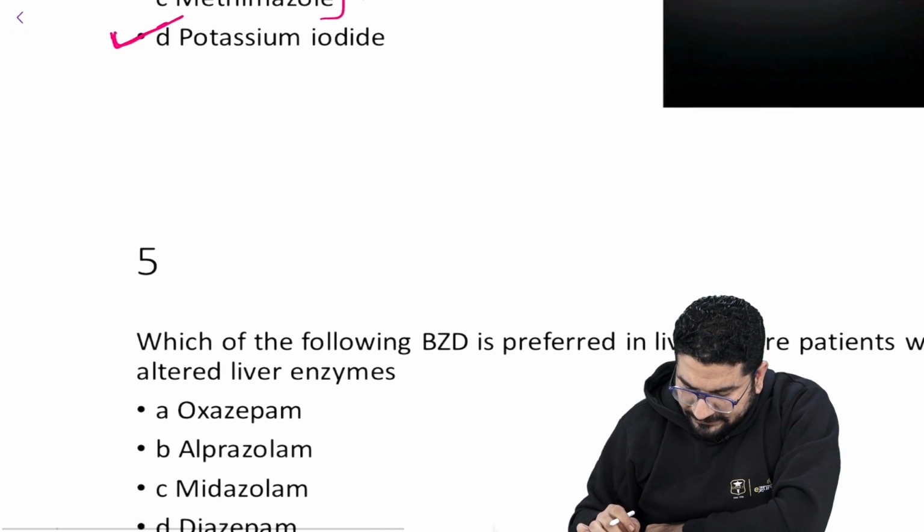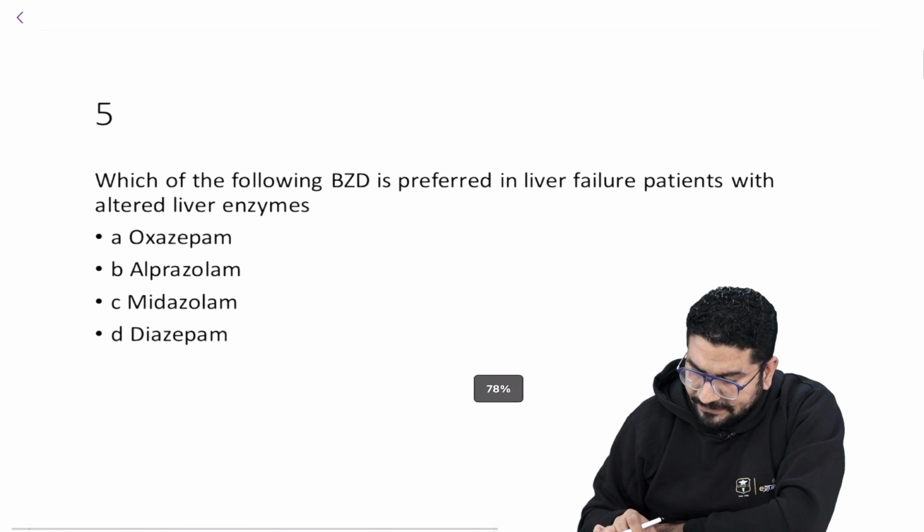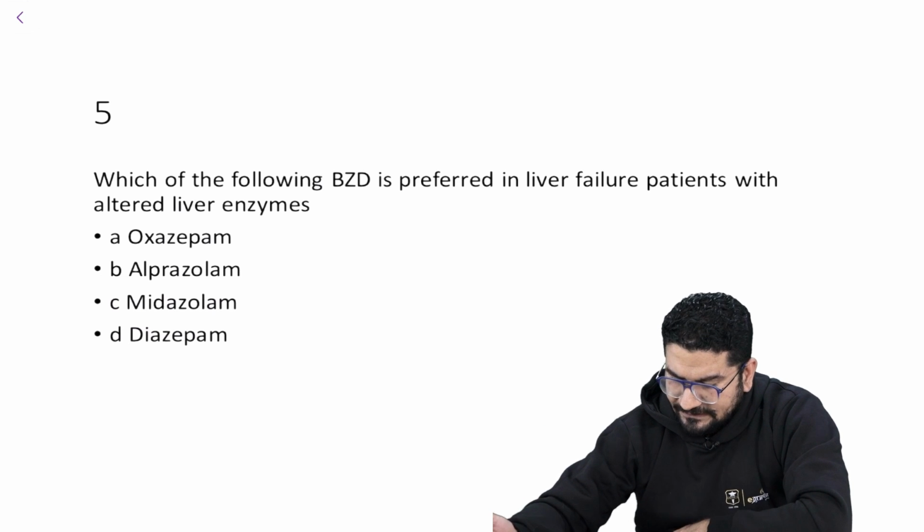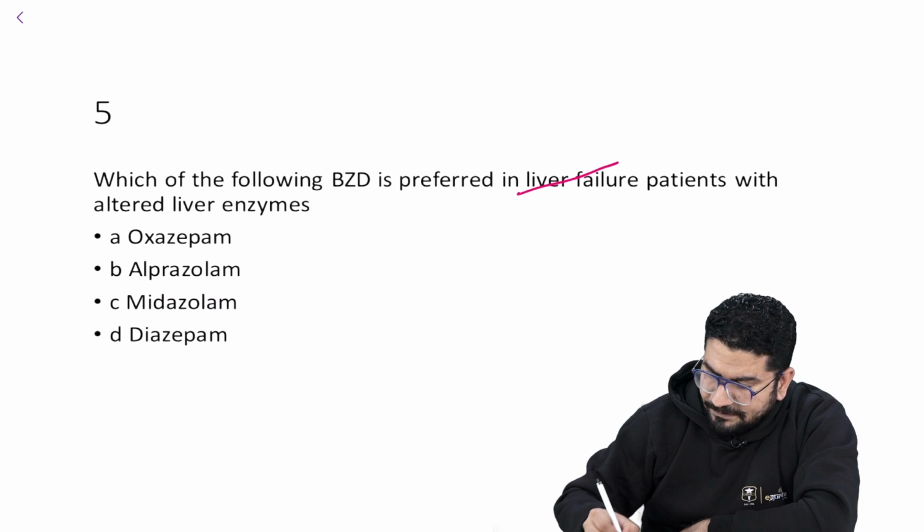Okay, coming to the next MCQ: which of the following benzodiazepines is preferred in a liver failure patient with altered liver enzymes? Some students said it was given in a patient with seizures.